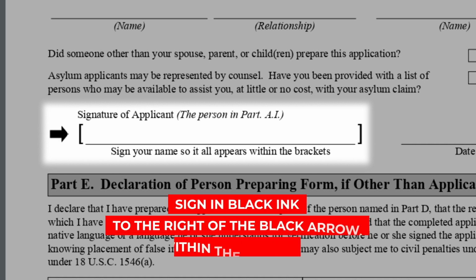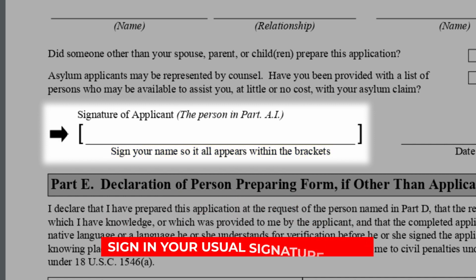You're going to sign your name to the right of the little black arrow, ensuring that the whole signature fits between the two brackets. That's what the instruction below the signature line directs. It says, sign your name so it all appears within the brackets. To be clear, we're talking about a signature here, so you should sign in the same way that you normally sign your name in everyday life, which, for most people, is some kind of cursive or semi-legible scribble that looks more or less the same every time they do it.